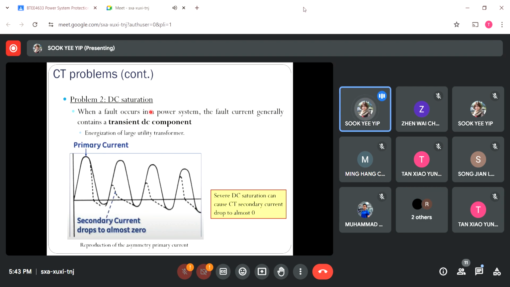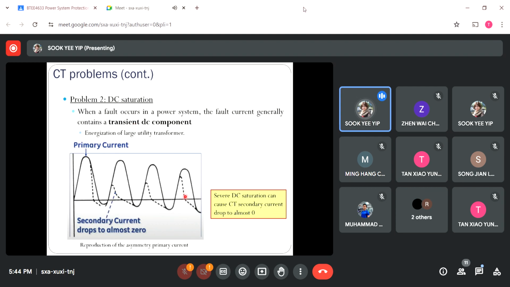And this DC component can actually cause the current transformer to turn into saturation mode. And not only this, whenever we are energizing a large utility transformer, which means that you power up a transformer, it will also give us the DC saturation scenario as well. So under this situation, the current transformer is not able to give you the right measurements.